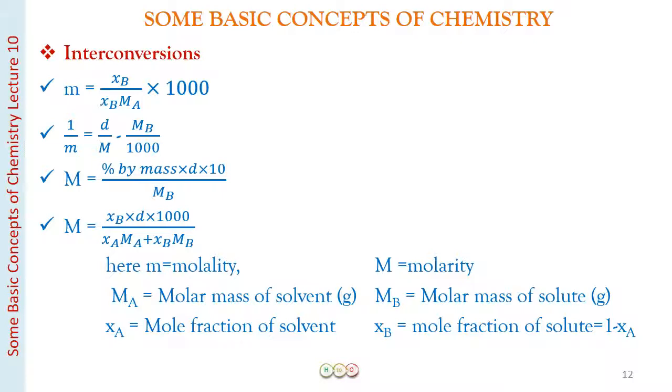So here the small m is going to denote molality. We have xp, the mole fraction of the solute, ma, the molecular weight of the solvent, d is going to be the density of the solution, mb again the molecular weight of the solute. Then we have capital M being the molarity. Then we can find directly a relation between molarity when percentage mass is given and density is given. So basically these formulas are going to help you just quickly do your calculations.